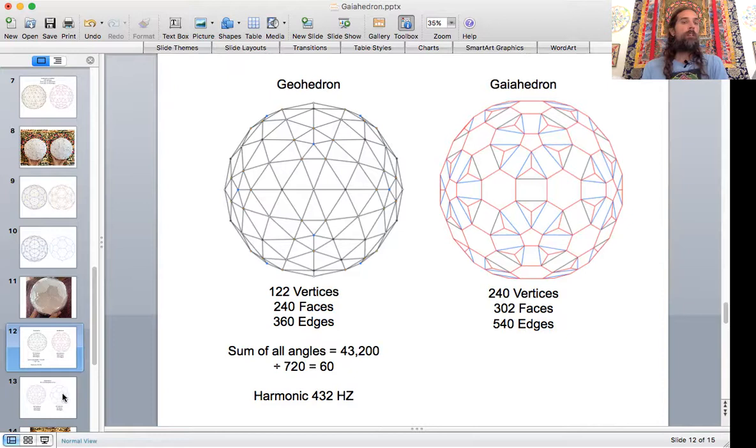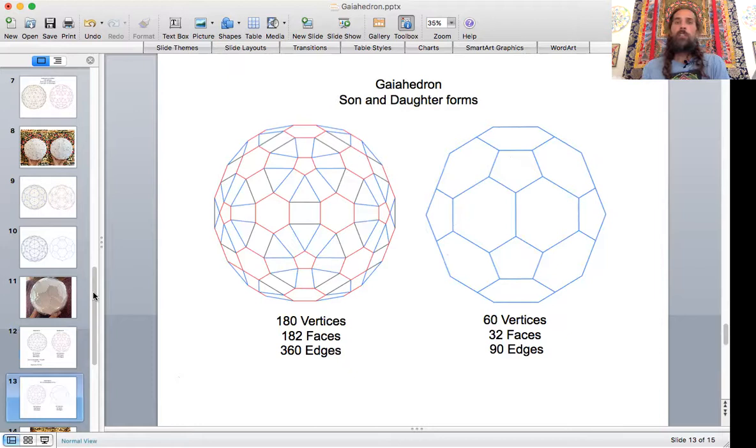Okay, so we've got the Gaiahedron, and I'm just calling these the son and daughter forms here. I was trying to get a little fancy and decided to research the Greek children of Gaia. She had a lot of children, apparently, some with even her own kids. But she had two children that she had with no father, basically: the sky and the water, the sky, sea, and mountains. The names didn't really fit well for me, so I'm just calling these the son and daughter forms of the Gaiahedron, because they're essentially in the Gaiahedron.